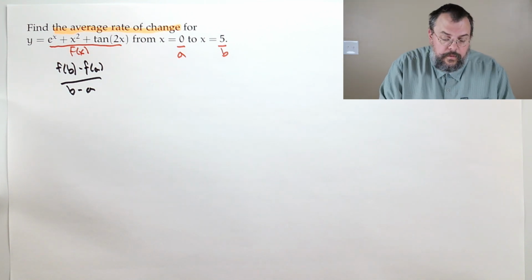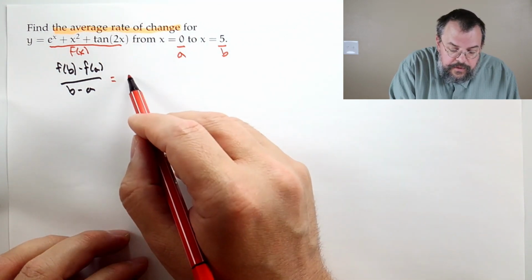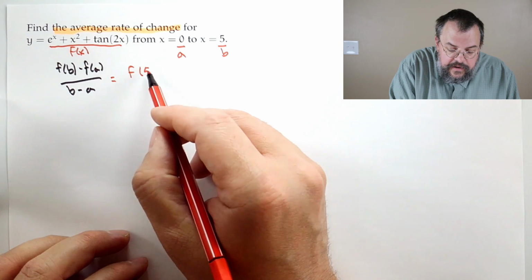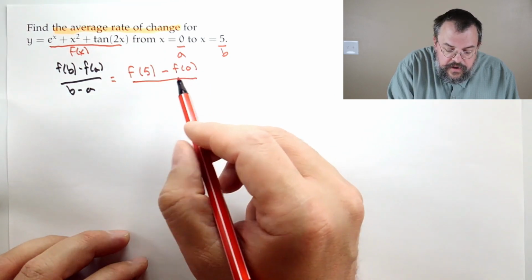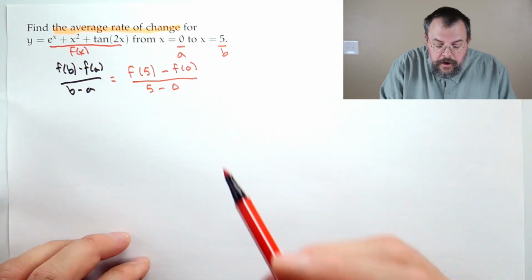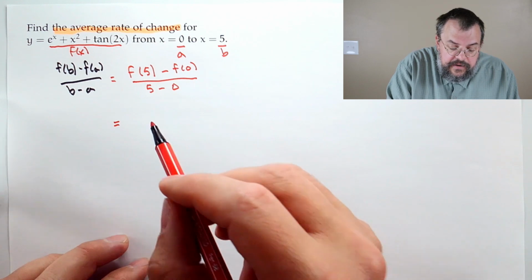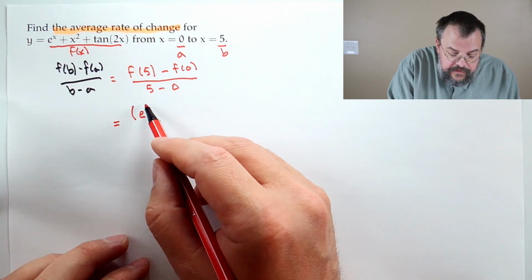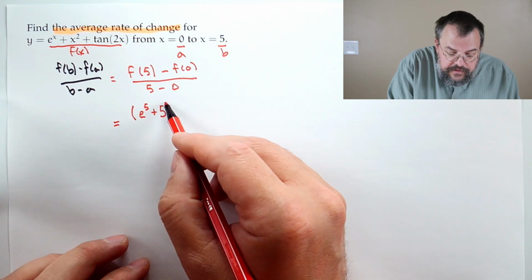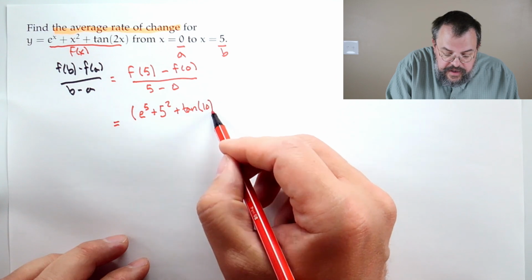So what do we do? Well, according to what we need to do here, we'll write this out. That's f of 5 minus f of 0 over 5 minus 0. Okay, so far so good. Easy enough. So we're going to plug in 5. All right, so plug in 5. E to the 5th plus 5 squared plus tangent of 2 times 5, which turns out to be 10.